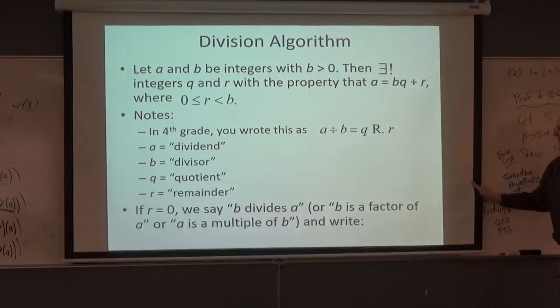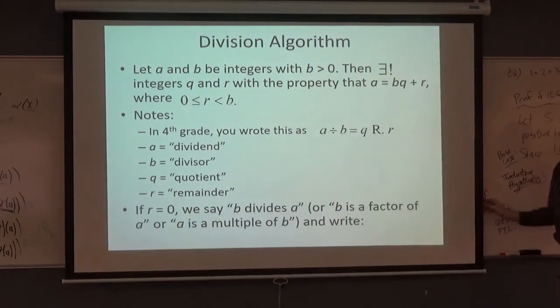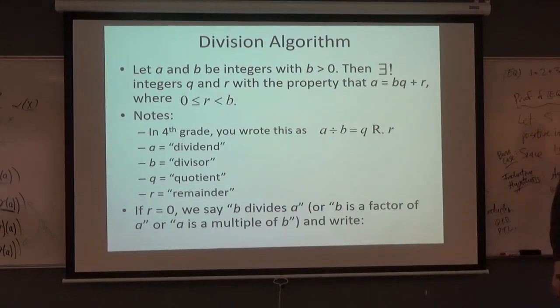Here's something important. If R happens to be 0, if the remainder is 0, for example, 18 divided by 9 has a quotient of 2 and a remainder of 0, you say then B divides A. 9 divides 18. 9 also divides 27, and 36, and 45. Or B is a factor of A. So 9 is a factor of 18 and 27. Or A is a multiple of B. 27 is a multiple of 9.